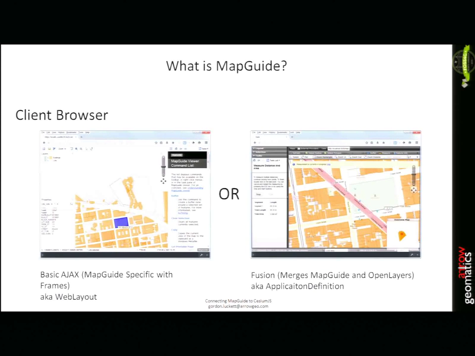Okay, what is MapGuide? It's also a browser. There's a basic Ajax one that's just out of the box, very simple, super simple. It's just a map with a legend and some properties. Or there's Fusion, and this Fusion is a fusion between MapGuide and OpenLayers. Right now it's 2.12, I think. It's not at 3.0 yet, OpenLayers. It's coming. So out of the box, it has OpenLayers, and it's pretty powerful stuff.